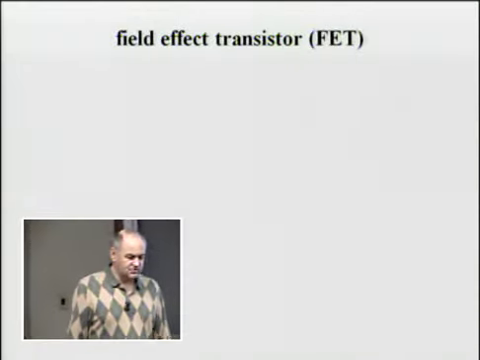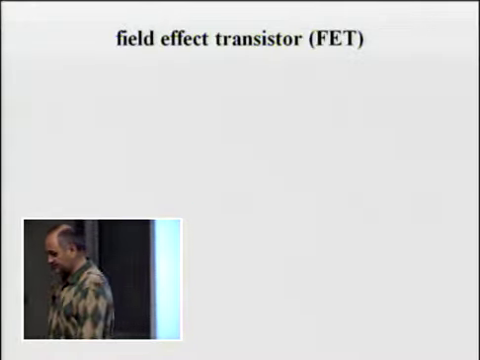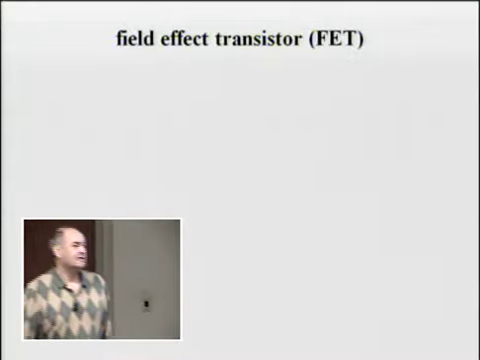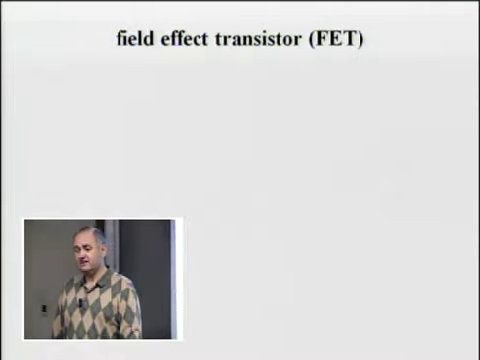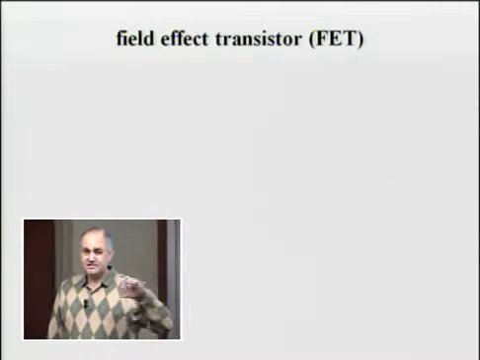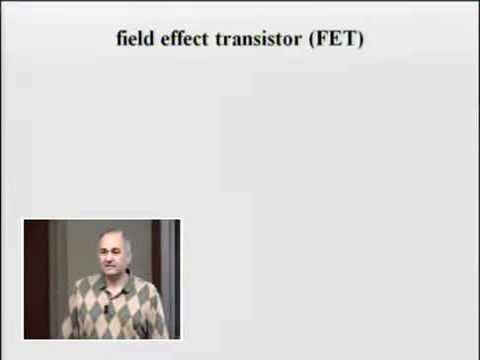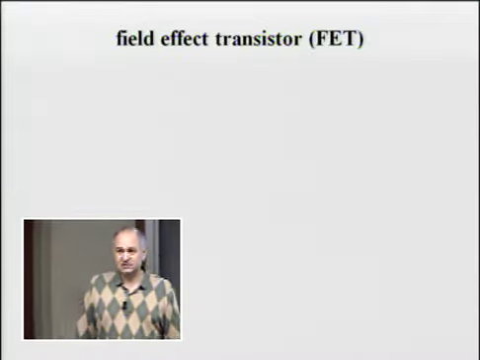The terminals of a transistor are collector, base, and emitter. Now, this is not the only transistor we use. The drawback of a bipolar transistor is that it takes a relatively large current. Current in the base controls the resistance.